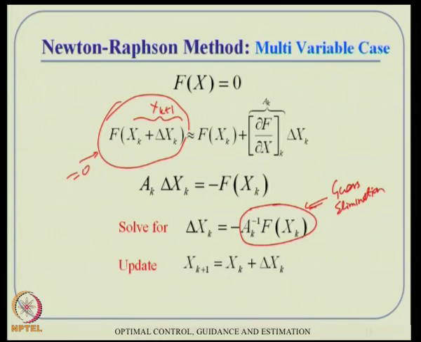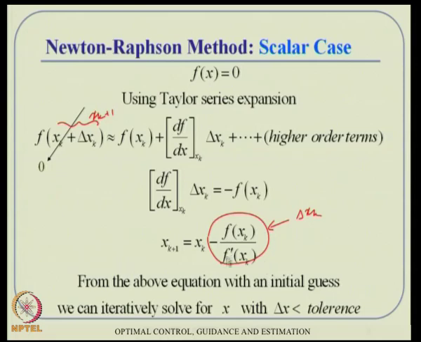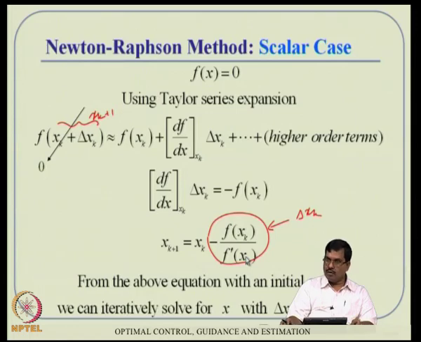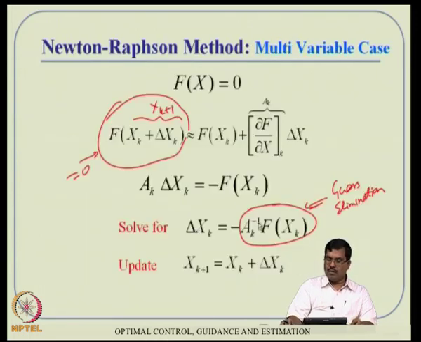You can use Gauss elimination to compute that in a faster way. Then you can update, and you get x_{k+1} is x_k plus delta x_k. So, very similar to what you have here. Instead of dividing by f'(x_k), because in matrix theory you cannot talk about 1 over a matrix, that is not defined. So, we say it is negative of A_k inverse multiplied by that, which is the only difference.